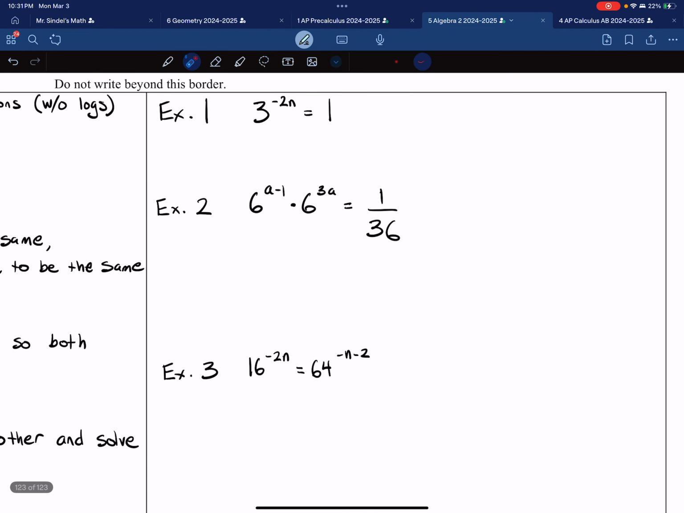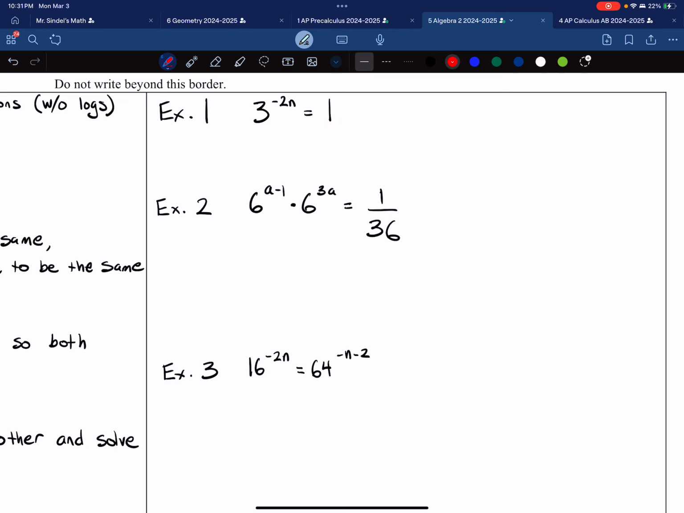Example 1 is already tricky right off the bat because I don't have the same base. I have a base of 3 and a base of 1, and this one doesn't have any exponents. So I have to choose a base. I can't change a 3 into a 1 without taking the whole thing to the power of 0, which you're not allowed to do. But I can take this and change it to a base of 3 and then make that 1 to a power of 0.